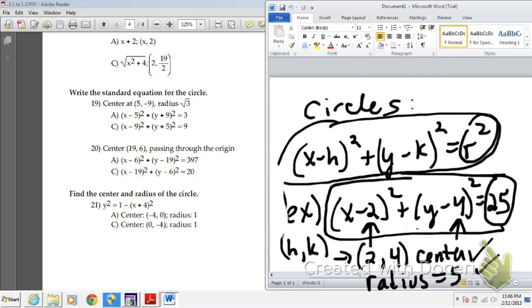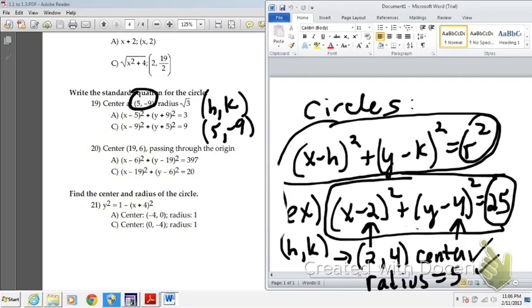So speaking of that, for starters, let's look at number 19. It says write the standard equation for the circle. And this time they're kind of reversing the flow, and they're giving us the center and the radius. So long story short, what they're giving us is the h and the k. Remember that when they give you that center, that's your h and your k. Okay, so 5, -9.